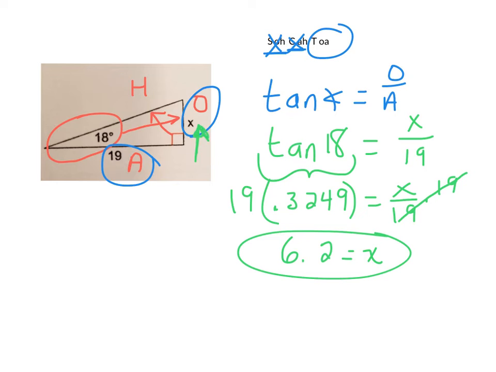It is not our hypotenuse. If it was our hypotenuse, I would need a number bigger than 19 because the hypotenuse is always the biggest side. So we get a number that's smaller than 19. It's not bigger than 19. It's not a great check, but it is one way to make sure that our answer fits in the right realm.